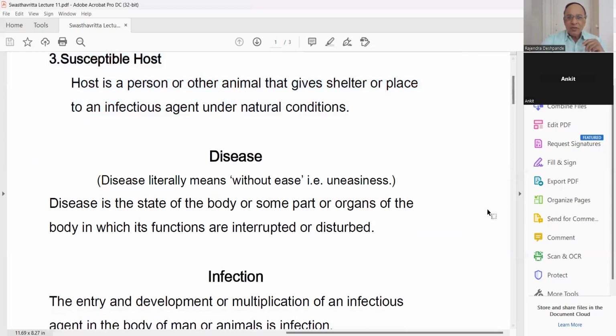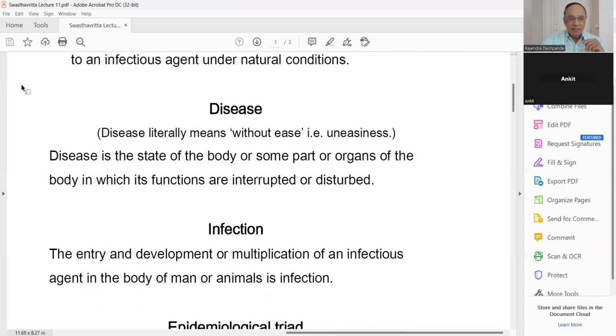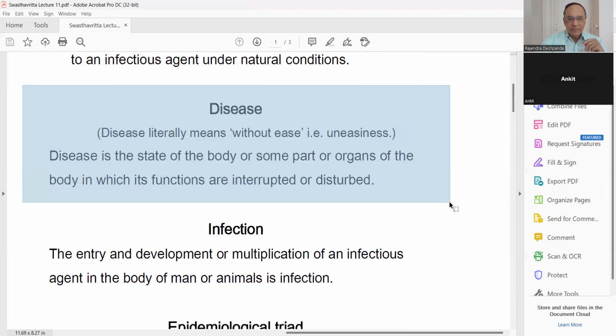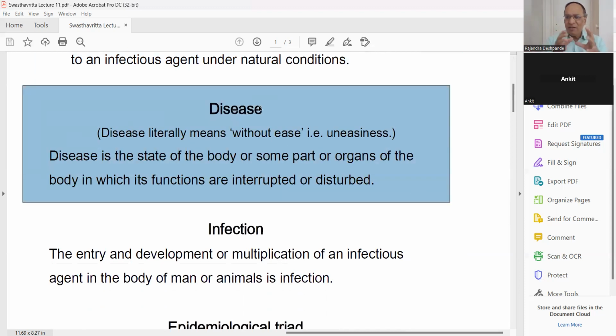Next we will talk about disease. Please write down the title. This is a keyword. In Ayurveda it is called vyadhi. Disease literally means, here you can see, the opposite word is dis-ease. So what is ease? Comfort. Oh my God, I am very happy, comfortable.